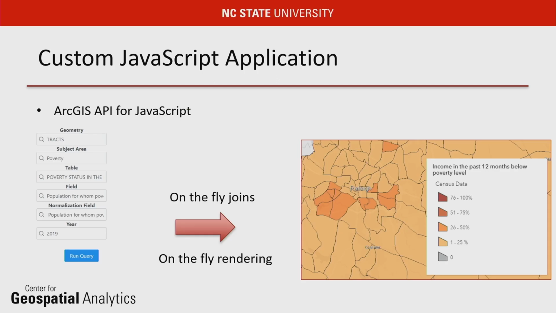So we end up with a custom JavaScript application where the user can specify the geometry they're interested in, the subject area, the table, which field they want to view, and they can also choose a normalization field so that they can end up with a percentage rather than just a raw count of whatever they're looking to do.